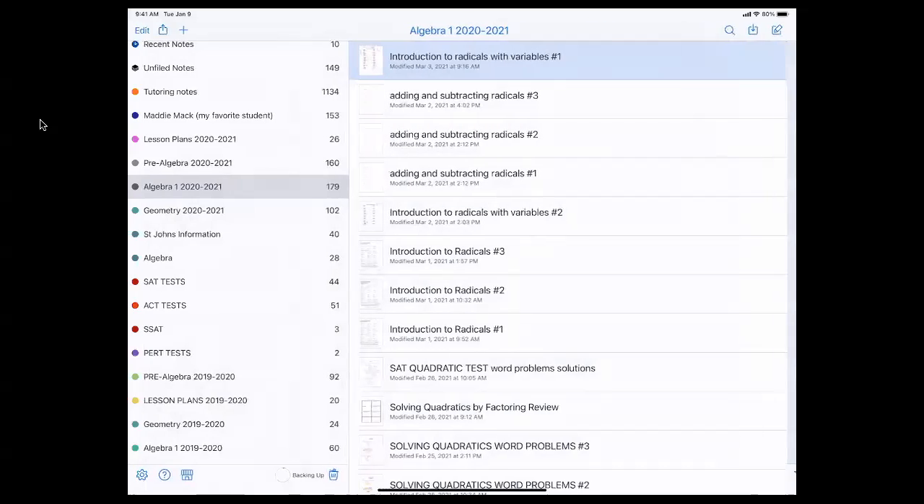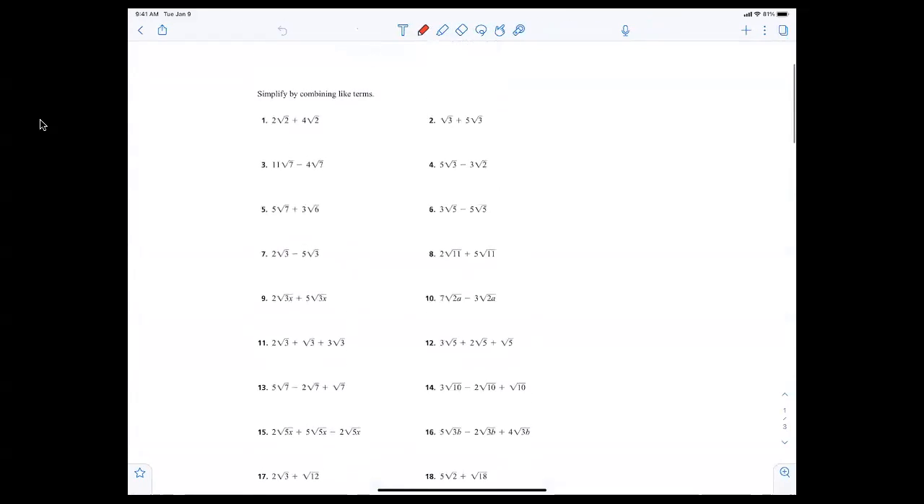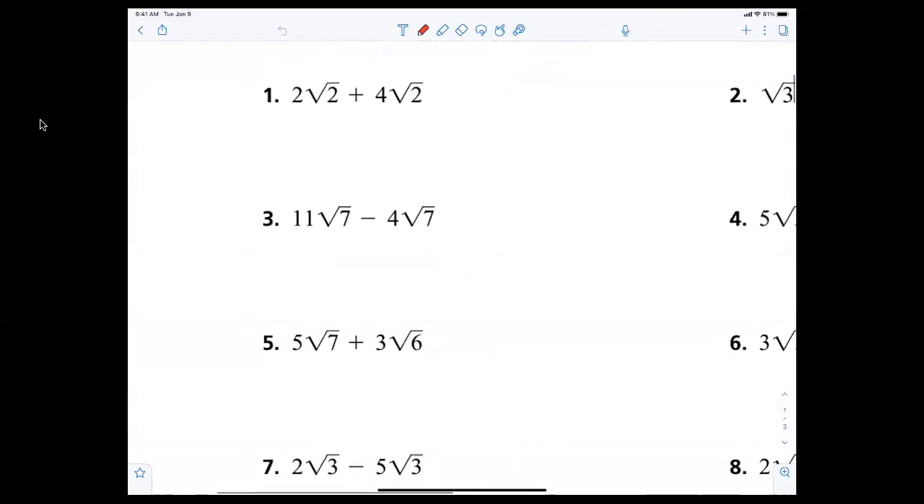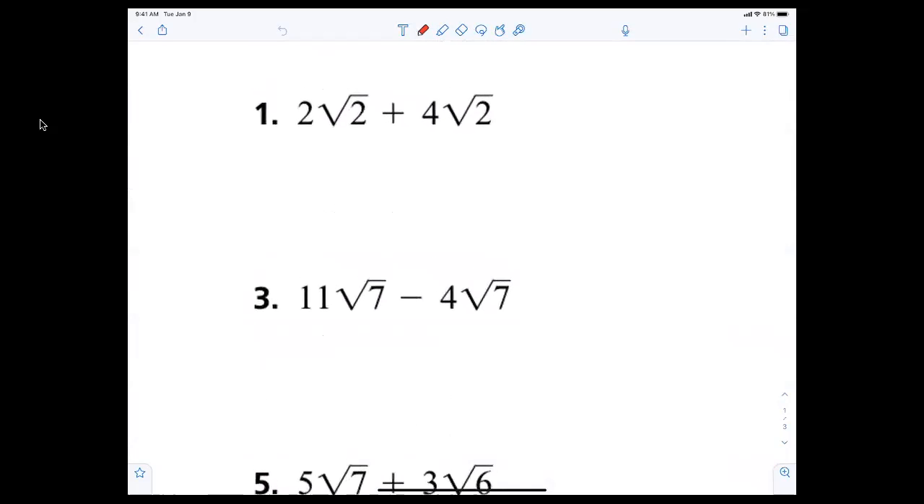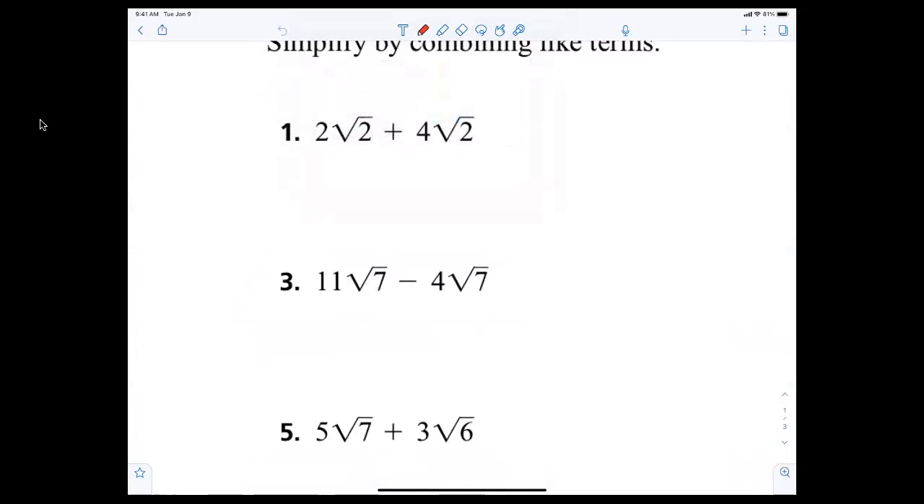All right, let's go back now. And again, I'm not exaggerating the simpleness of this. We're just going to go down and do the odds. I want everybody to look at number 1. Someone want to give a shot at what they think the answer might be? 6 radical 2. All right, let's talk about why.